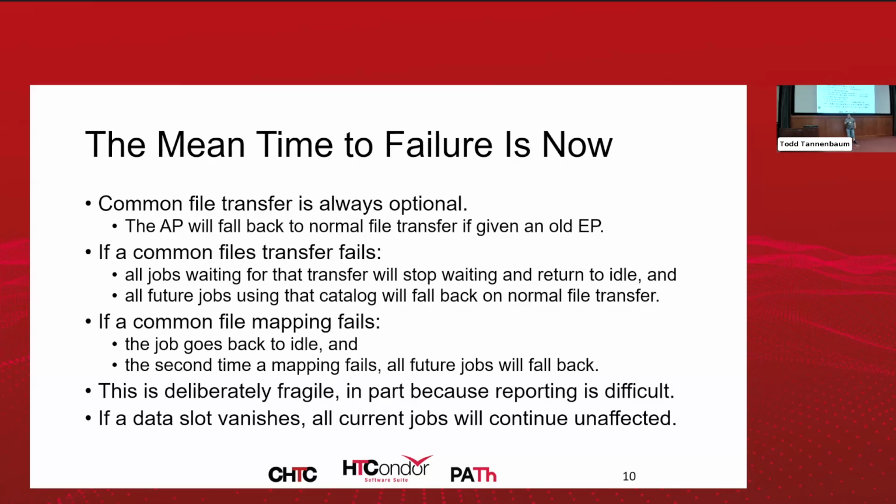I mentioned common file mapping as a separate step. That's a new step that we had to add in order to get this to work. If that fails, the job that tried to do it goes back to idle, right? It gets another chance to use common files. The second time that happens, we assume that something has gone wrong in a way that we don't understand. Fine, we'll fall back on normal file transfer for every subsequent job in that namespace.